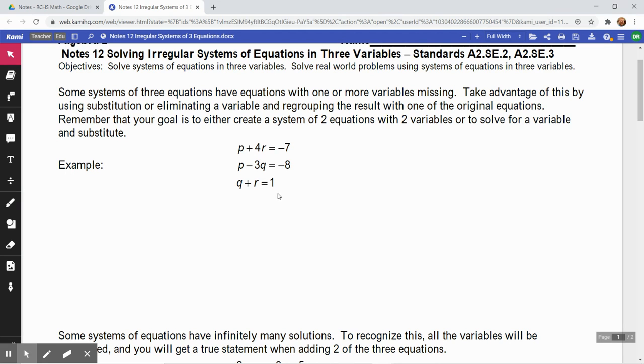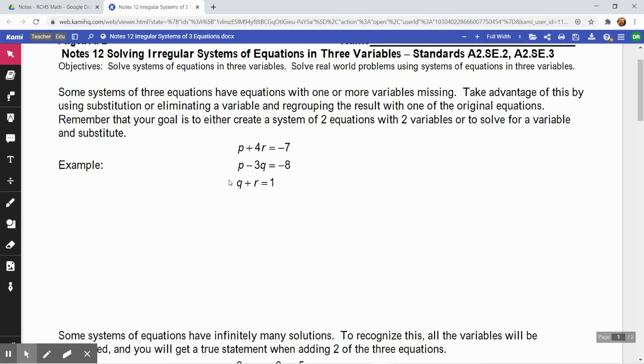Well, we have one little hurdle to get past here. Each equation has two variables, which is good, but none of the equations have the same two variables. So we have a couple of options here. We can make that happen. We can force that to happen by eliminating a variable.